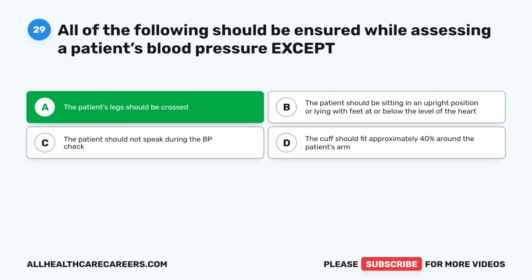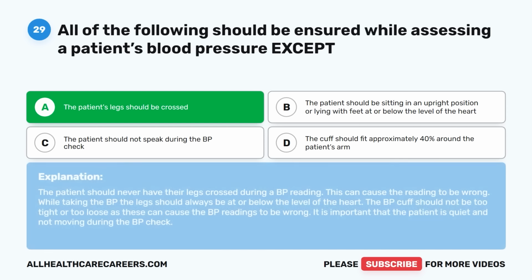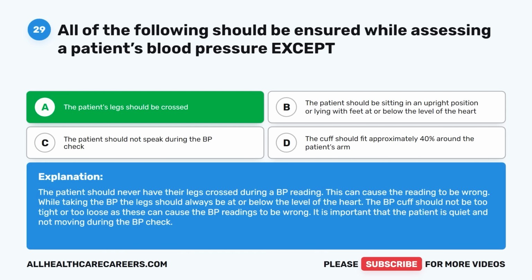The patient's legs should be crossed. The patient should never have their legs crossed during a BP reading. This can cause the reading to be wrong.